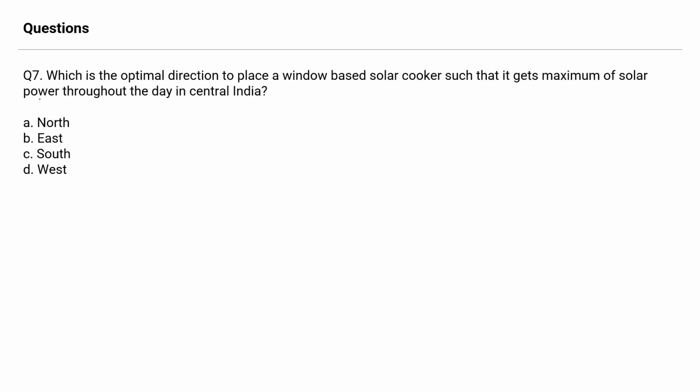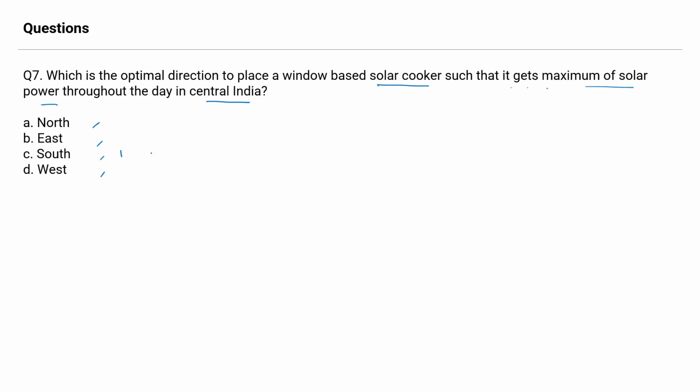Well said. We'll come to our seventh question. What is the optimal direction to place a window based solar cooker such that it gets maximum of solar power throughout the day in central India? Okay, so basically these are the four directions: north, east, south, west. And again, if you've gone through the content in our presentation today, you should be able to answer easily. South. It's C, South, I think.